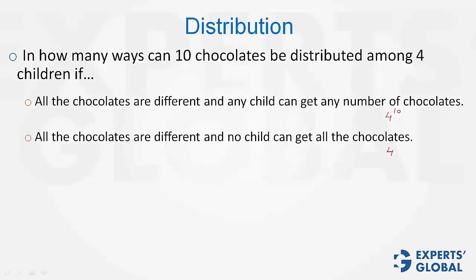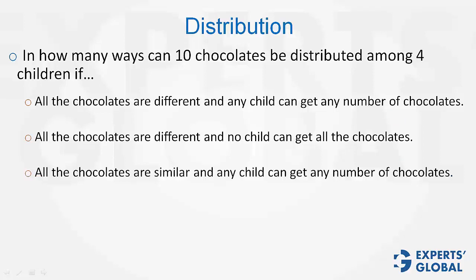So out of these total cases, 4 to the power of 10, we must subtract the 4 cases where one child gets all the chocolates. Next case, if all chocolates are similar and any child can get any number of chocolates, now see there are 10 chocolates and these need to be divided into 4 parts.